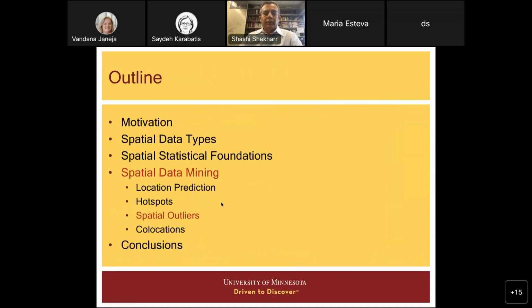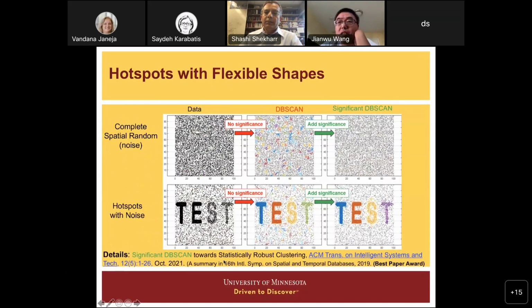I have a quick question. Can you go back to the figure? I'm not sure what the significance is in this figure. What's the difference between these two? What does the test mean in the second row there?